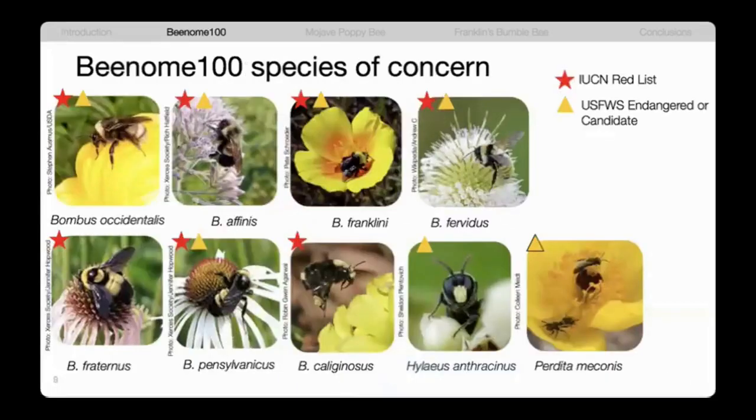Several of the species for which we've generated reference genomes under the Beenome100 project are species of concern, and here are some photos of these very charismatic mini fauna. I've highlighted with a star if they are on the IUCN Red List, or a triangle if they're listed or being considered for listing as endangered under the U.S. Fish and Wildlife Service. There are several Bombus species, of course, as well as other species from across the bee phylogeny.